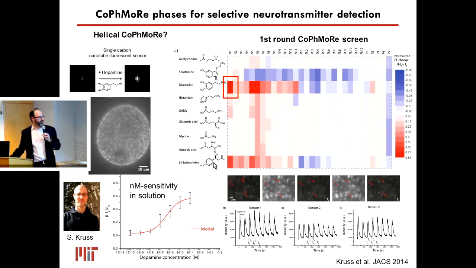So I had Sebastian Kraus. He was interested in neuroscience. So he did a CoPhMoRe screen. This is an example of what a CoPhMoRe screen looks like for a panel of neurotransmitters. And you can see here, he found a corona phase that's pretty selective for dopamine. It's not perfect. It actually has some cross-reactivity with epinephrine, but this paper sailed through JACS, actually, because we were able to claim, and it's true, it's the first optical sensor for dopamine.